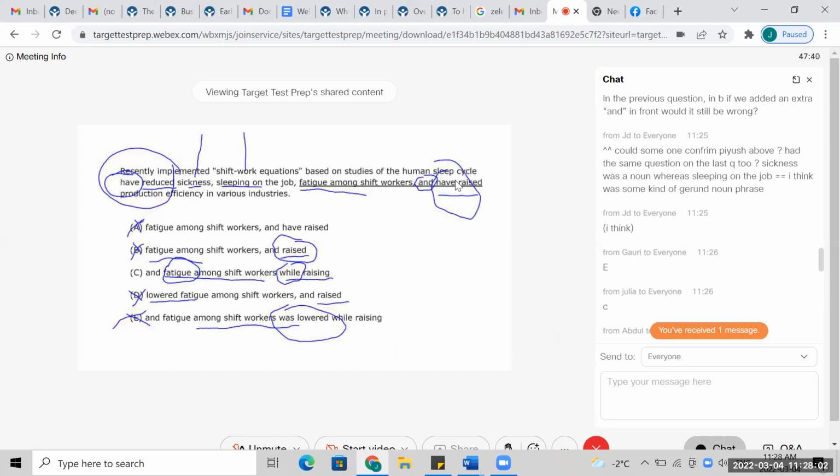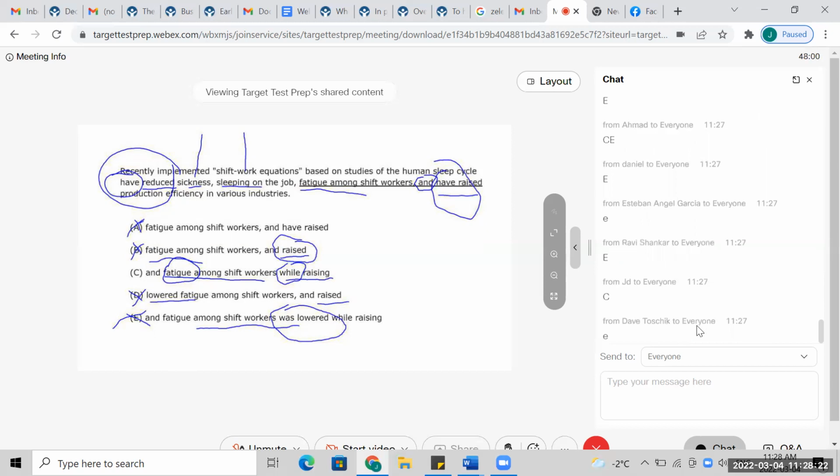Something can reduce sickness, right? Shift work equations could have reduced sickness, and they could have reduced sleeping on the job. And there's no reason why we can't put those two things in a list together. Now, there are situations where things that don't look quite the same don't work the same either. But sickness and sleeping on the job are two things that operate similarly.